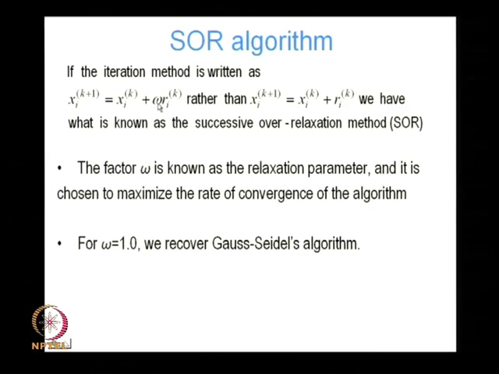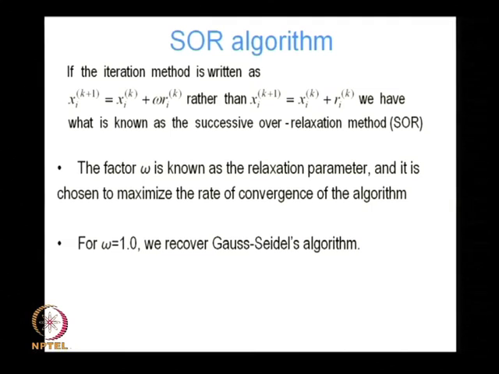So, we are just changing the Gauss-Seidel algorithm. Instead of using the full ri^k, which we recover when omega is equal to 1, we are going to use some fraction. We will see what the allowable values of omega are, but for the time being, suppose that we multiply ri^k by a scalar instead of just taking ri^k. Then we have what is known as the successive over relaxation method, or the SOR method, and the factor omega is known as the relaxation parameter, and it is chosen to maximize the rate of convergence of the algorithm.